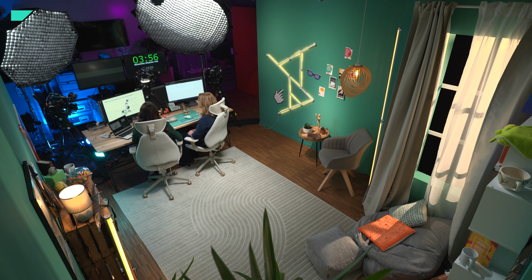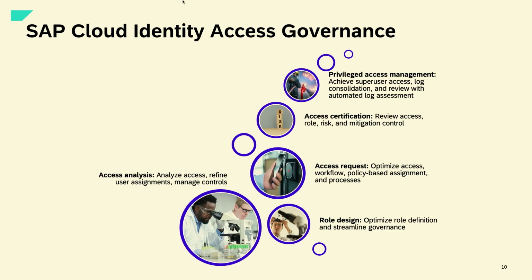Okay, let's continue with the Cloud Identity Access Governance, which also has several solutions inside. We have the Privileged Access Management to achieve super user access. We have the Access Certification for reviewing access, roles and risks. We have access requests where we can request authorizations for ourselves or for other users, and then a nice workflow gets started, and we can accept or decline that request depending on various use cases. Then there are access analysis and role design to optimize the role definition.